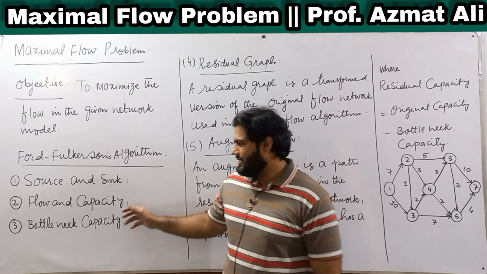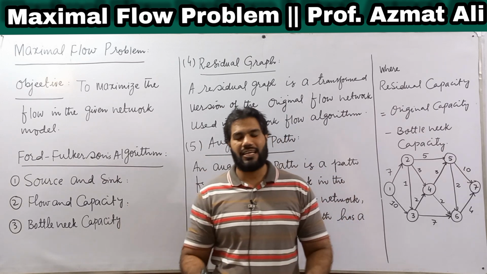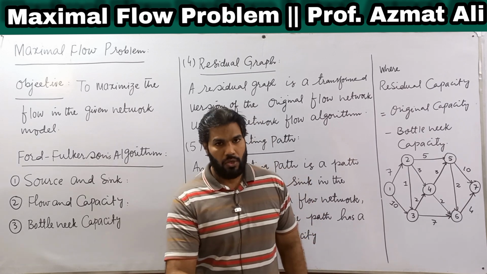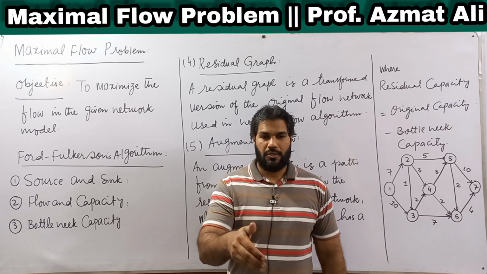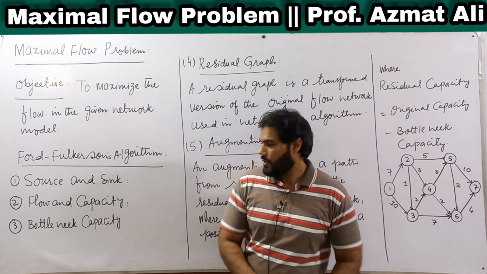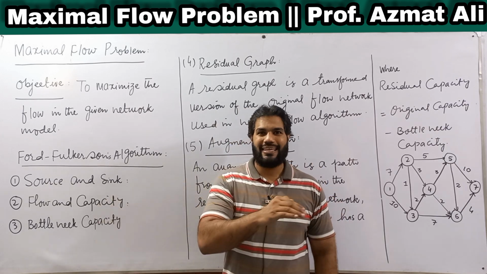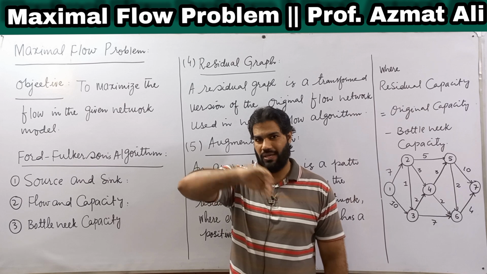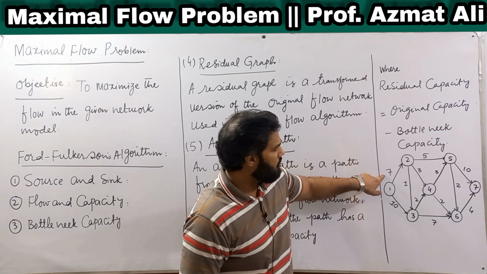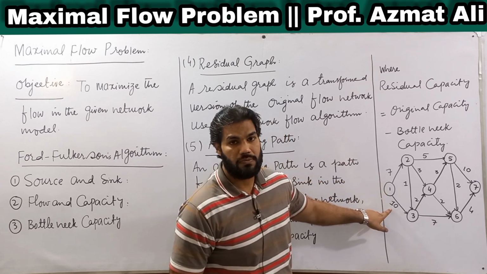Next, what is the difference between flow and capacity? Flow is actually the amount of material. Your material may be your data, your water supply, your traffic flow. So the flow is the amount of material that passes through an edge. For example, in the figure, from node 1 to node 2, the flow is 7 units. From node 1 to node 3, there is a flow of 10 units.